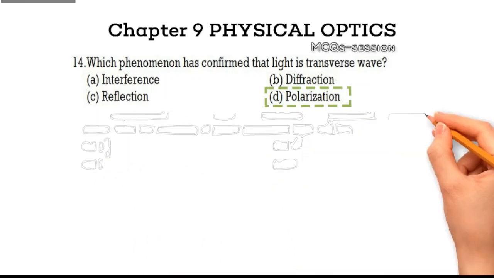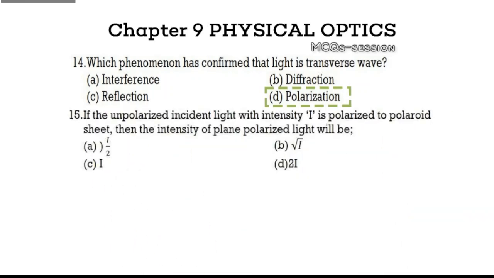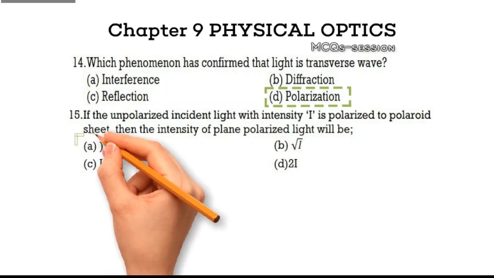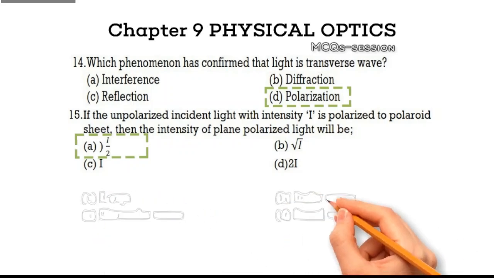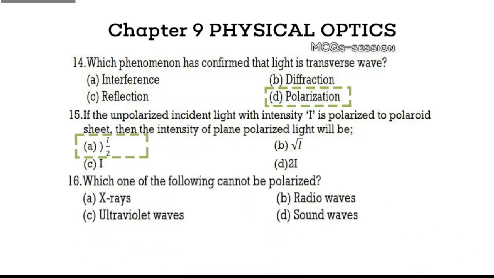Question 15. If the unpolarized incident light with intensity I is polarized to a Polaroid sheet, then the intensity of plane polarized light will be A. Half of I, B. Square root of I, C. Same as I, D. Twice of I. Correct answer, A. Half of I. Explanation. When unpolarized light passes through a polarizer, its intensity is reduced to half due to selective filtering of light vibrations.